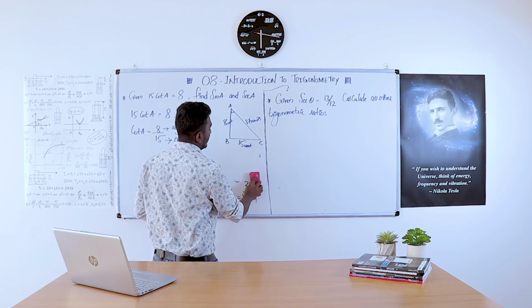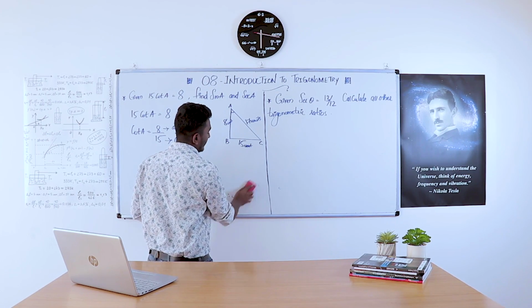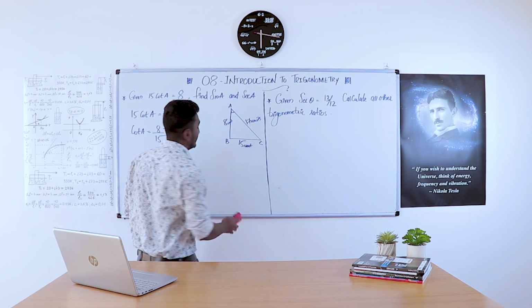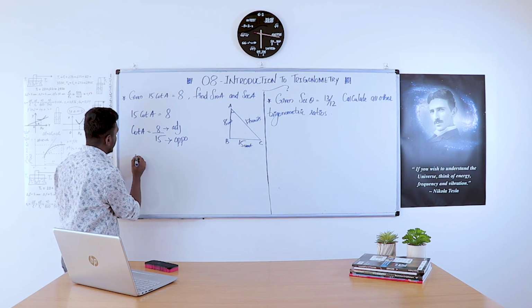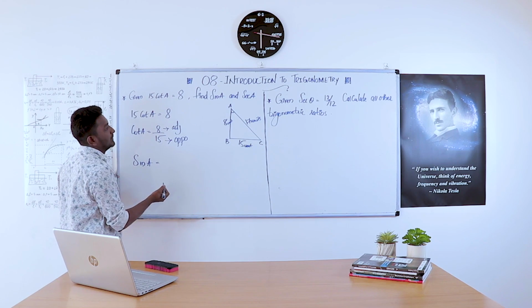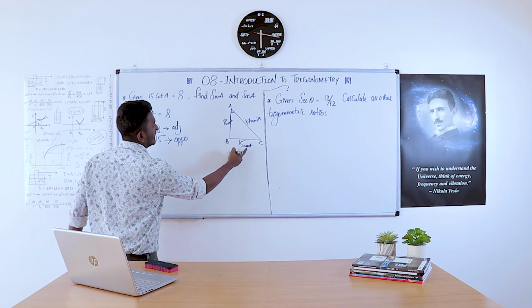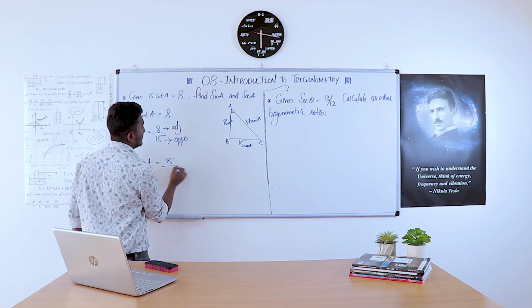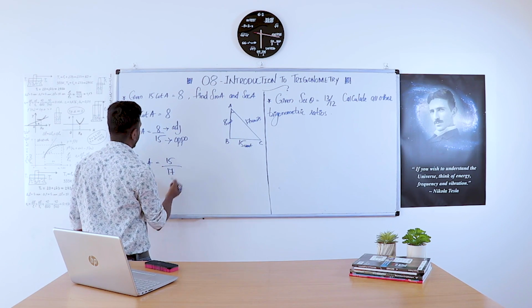Then we need to find sin A and cosec A. Now we can find sin A. Sin A is equal to opposite side by hypotenuse. Which is the opposite side? 15 is the opposite side, by hypotenuse, which is 17.